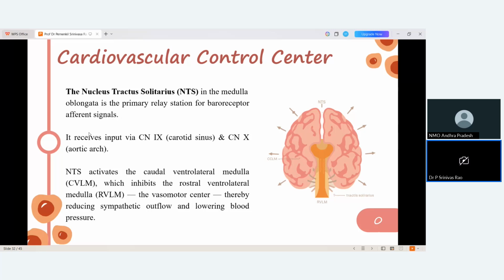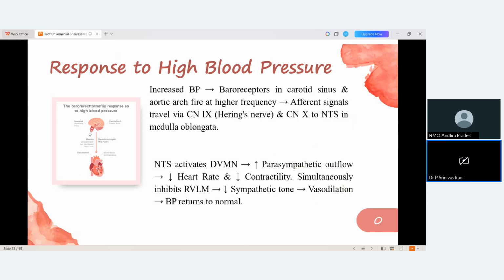So the nucleus tractus solitarius activates the caudal ventrolateral medulla. What does this activation do? This inhibits the vasomotor center. When it inhibits the vasomotor center, the sympathetic activity is reduced. So when the sympathetic activity is reduced, there is a decrease in the blood pressure. Okay. So whenever there is an increase in BP, baroreceptors, this is what I told you.